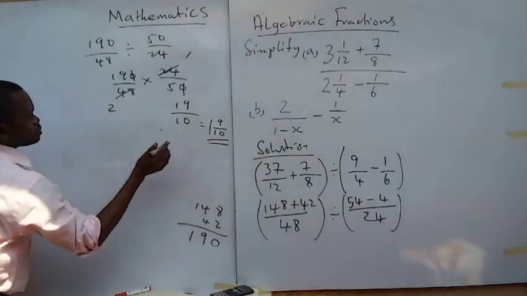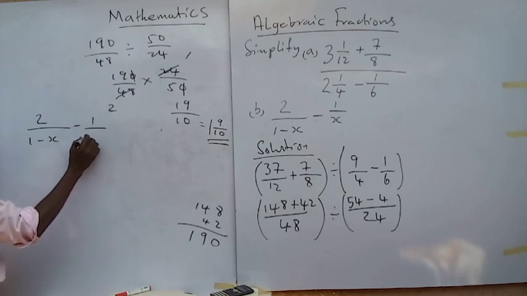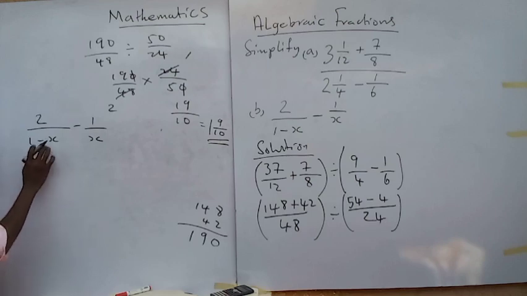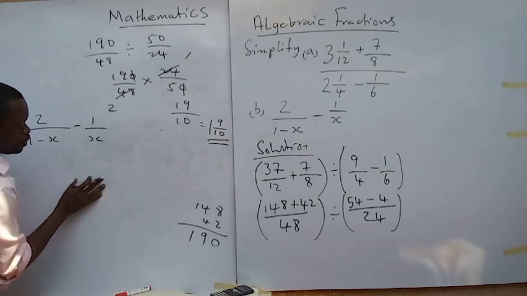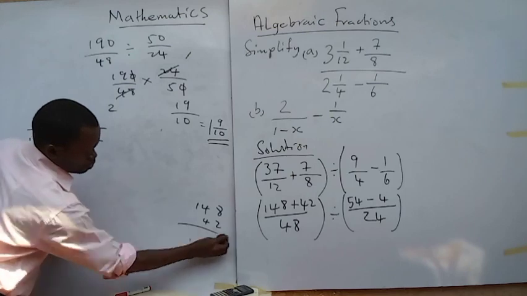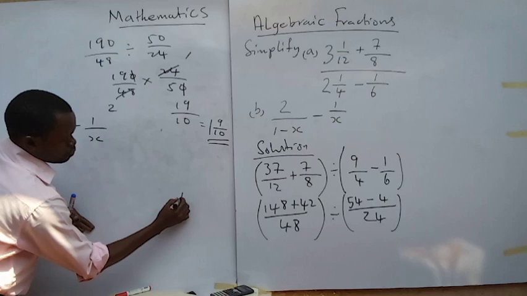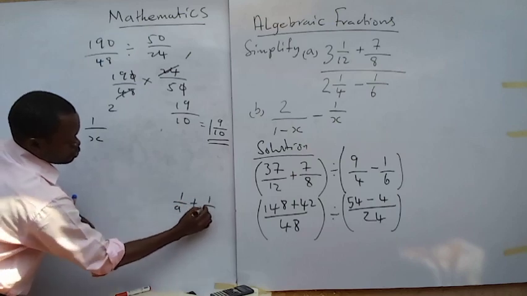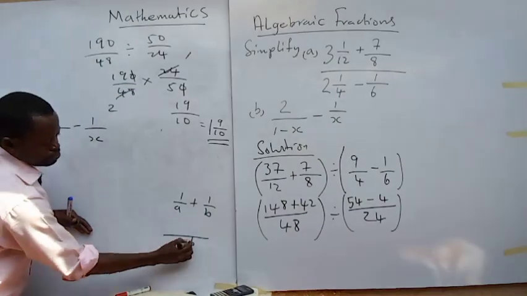Let me look at this second part. The second part says 2 over 1 minus x minus 1 over x. Check out here and here. What's the LCM of this and this? This is where we are now going into algebra. So if I give you something like 1 over a plus 1 over b and ask you to find the LCM, you don't know these two things. The LCM will be ab.